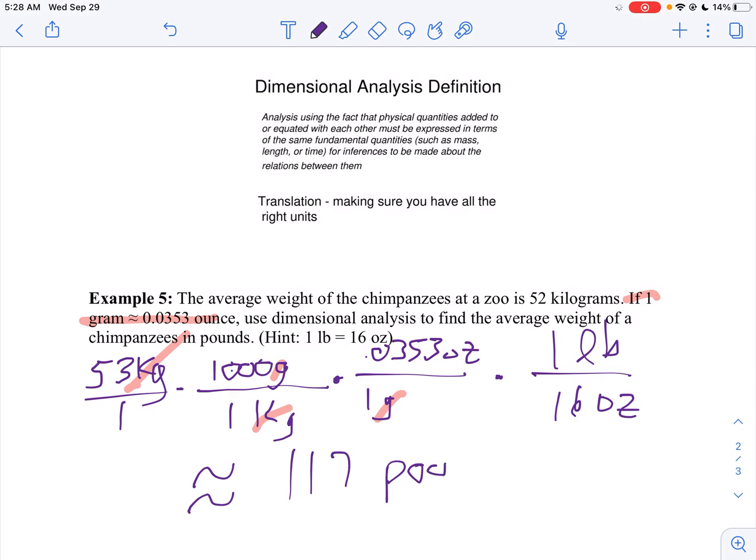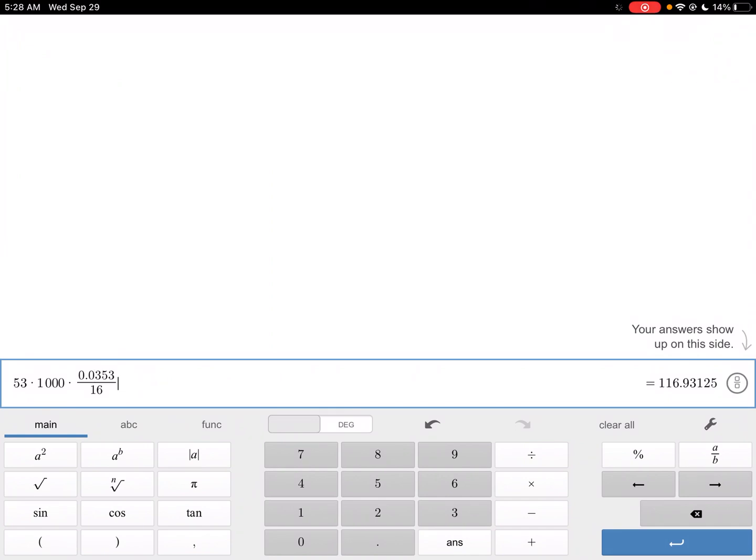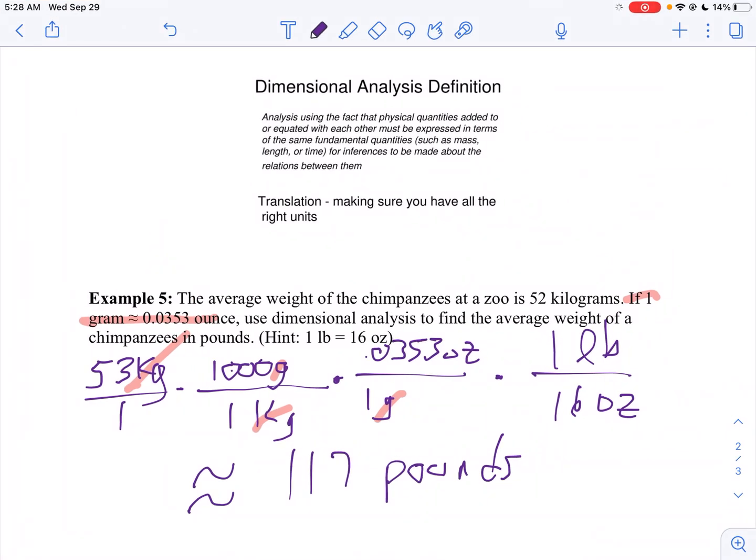And we'll just round it to the nearest pound. You could have rounded to the nearest tenth, and that still would have been correct. You could say 116.9 pounds. But if you get anything beyond that, it's getting kind of useless because we didn't measure it that closely.